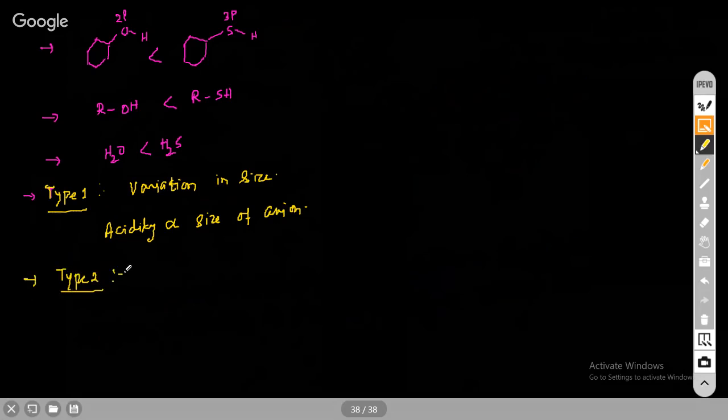Type 2 we have where we have the difference in electronegativity. And we don't have much difference in size, like we are comparing sulfur and chlorine, not much difference in size in that case, right? Electronegativity factor is dominating and acidity is directly proportional to electronegativity.